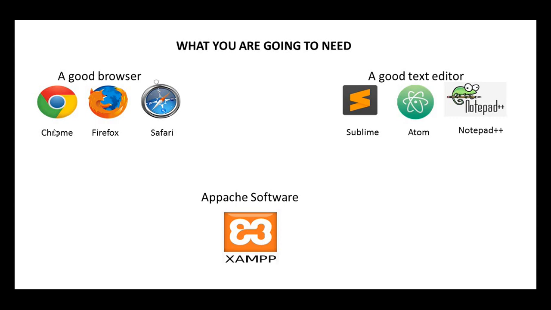So guys, before the next tutorial, you're expected to have on your computer a good browser, either one of these three, Chrome, Firefox, or Safari, and also a good text editor, either Sublime Text, Atom, Notepad++, or any other good one out there. And finally, you're going to need an Apache software, and I recommend Xampp for this tutorial series, but if you know any other Apache software like Xampp, you can go ahead and download that. But I recommend, if you don't know anything, just go ahead and download Xampp.